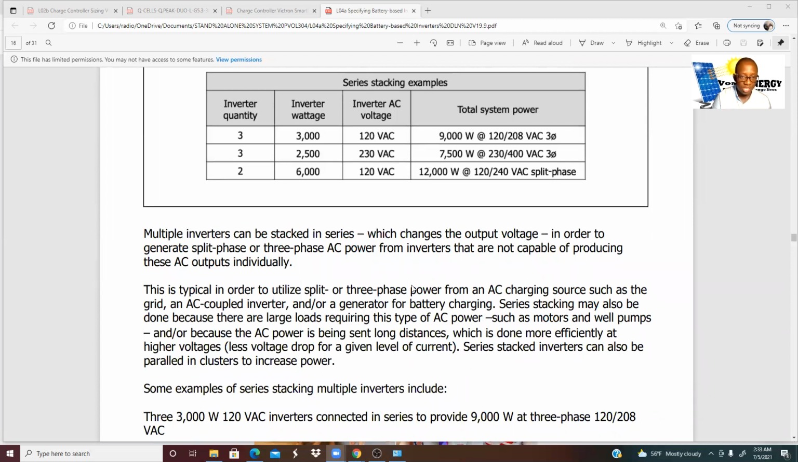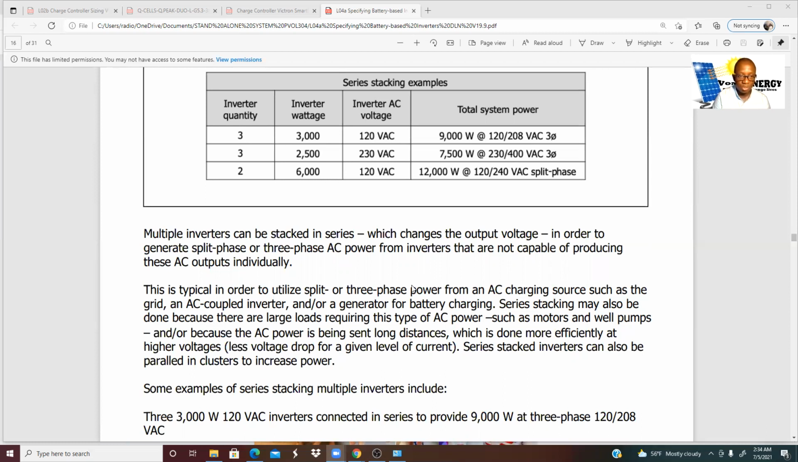Multiple inverters can be stacked in series, which changes the output voltage in order to generate split phase or three phases AC power from inverters that are not capable of producing three-phase, and capable of producing single-phase AC output individually. This is typical in order to utilize split or three-phase power from an AC charging source such as the grid, an AC coupled inverter, and/or a generator for battery charging.